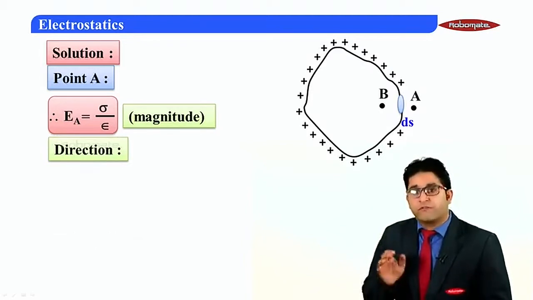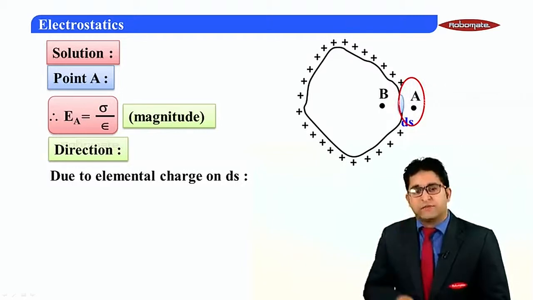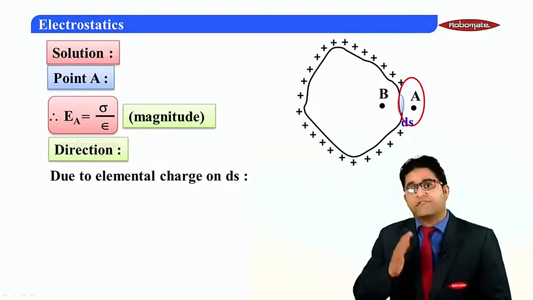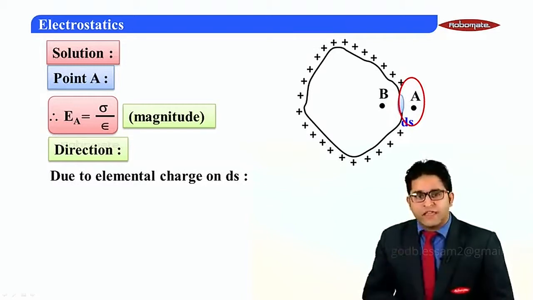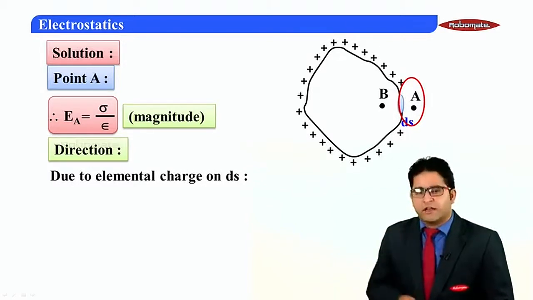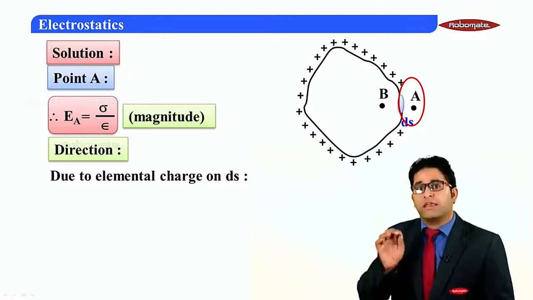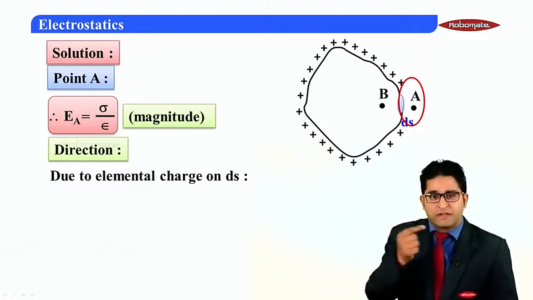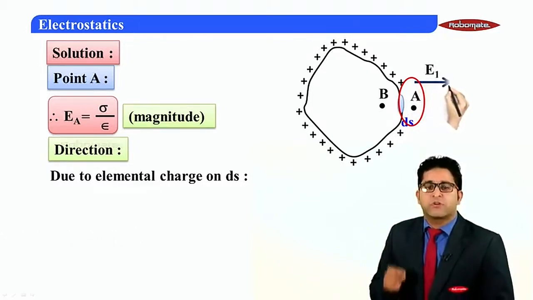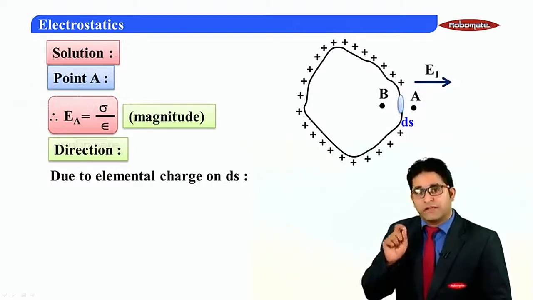Now first of all we'll be finding the direction due to elemental charge on element ds, right? Now see elemental charge ds. Now it is on the left hand side of point A. Point A is on the right. So in this case, the intensity E1 due to elemental charge dq on element ds will be directed rightward. So in this case, it will be directed like this. So this is the direction of E1, which is produced by the elemental charge on element ds.